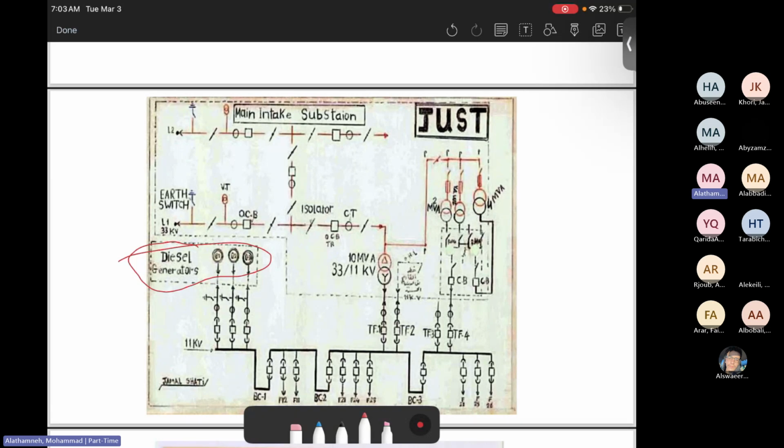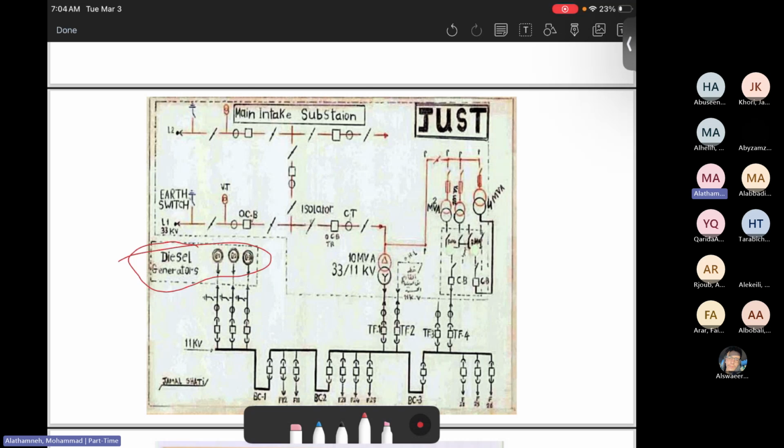because there is a hospital, King Abdullah Hospital, that's associated with the university. For this hospital, we need to have backup generators. These generators can turn on to supply the hospital and the important loads in case there is a power outage or if there is no power to supply the hospital and the university.